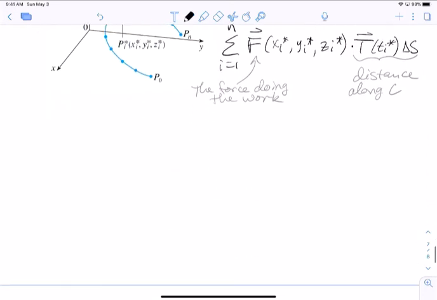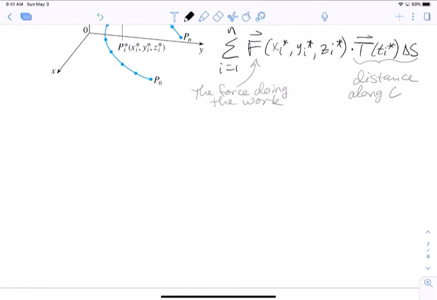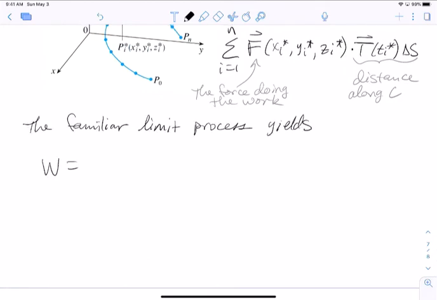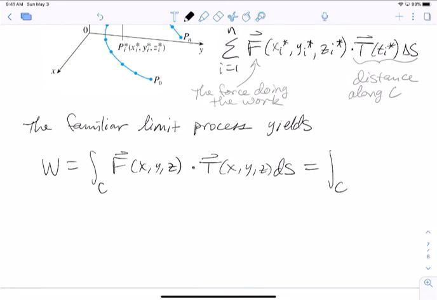Taking the familiar limit process, we get that work is equal to the line integral over C of F of x, y, z, that's the vector field F, dot T of x, y, z ds, which is abbreviated as the line integral over C of F dot T ds. Here we have the arguments just so we can see that we're in R3.